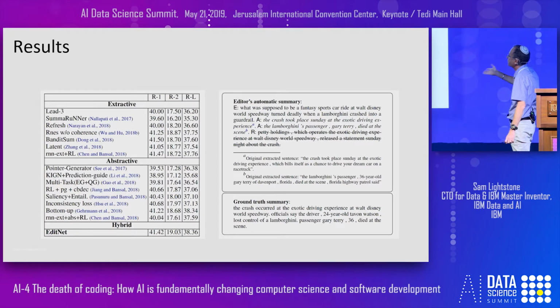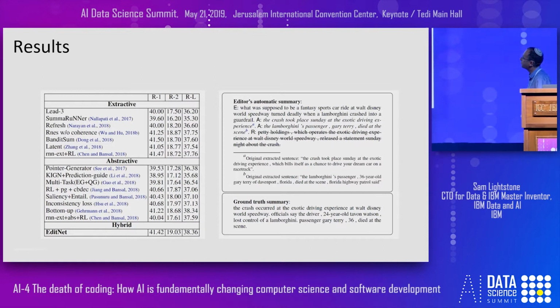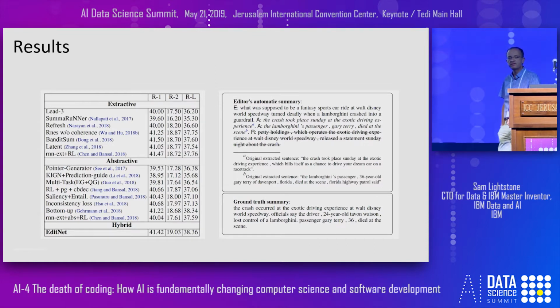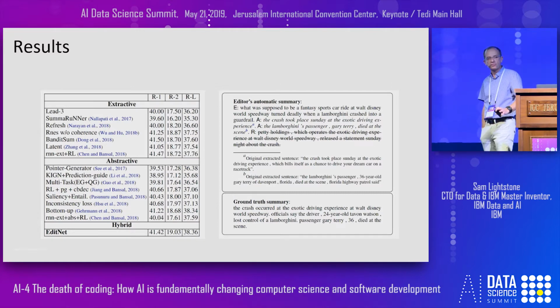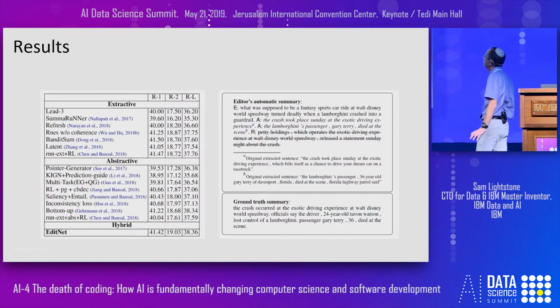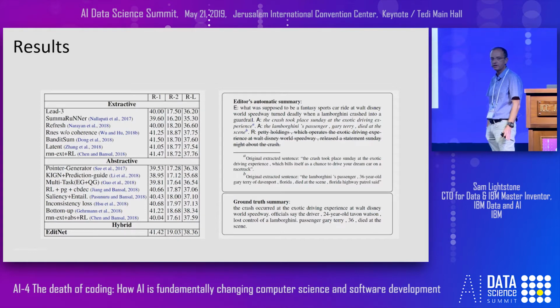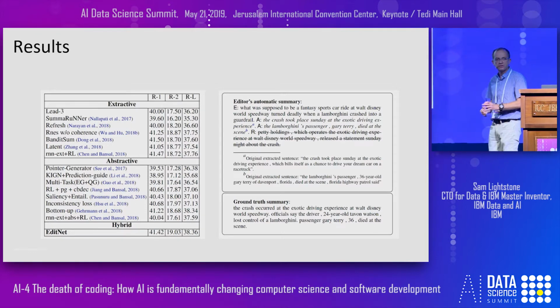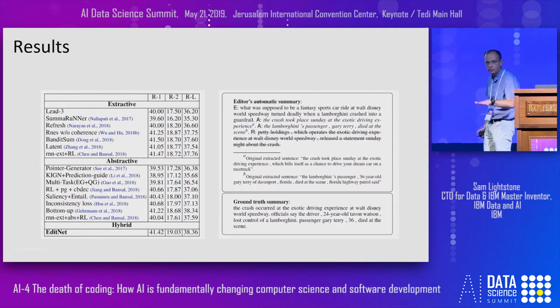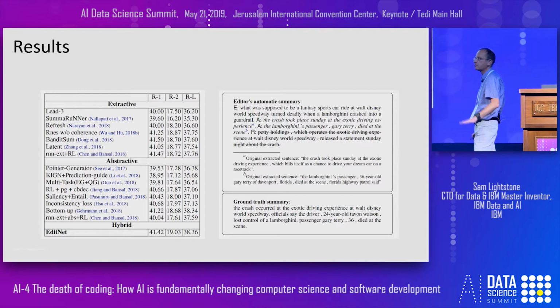I don't show the source here, it's not very important. What is important, you see here at the top there is the editor's automatic summary. So the first sentence is a sentence that has been extracted as is from the source article. It says, what was supposed to be a fantasy sports car ride at Walt Disney World Speedway turned deadly when a Lamborghini crashed into a guardrail. Okay, so this sentence, the network decided that it's good enough to put it as is in the summary.